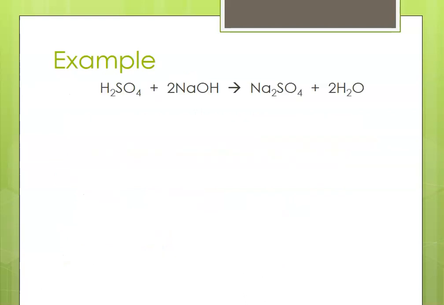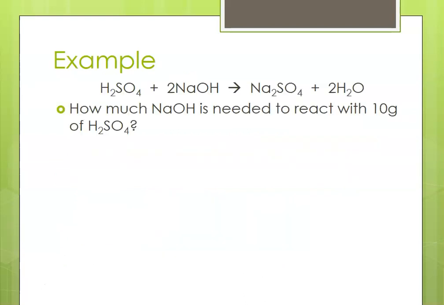So, here's our equation, here's our question. How much sodium hydroxide do we need to react with 10 grams of sulfuric acid? Remember that little equation I gave you in the last video as well, moles equals mass divided by molar mass. We can rearrange that as need be. So, if we have 10 grams of sulfuric acid, what does that really mean? Well, it means we have 10 grams of sulfuric acid. We need to work out how many moles we've got, because the equation is all about moles. It's not about masses.